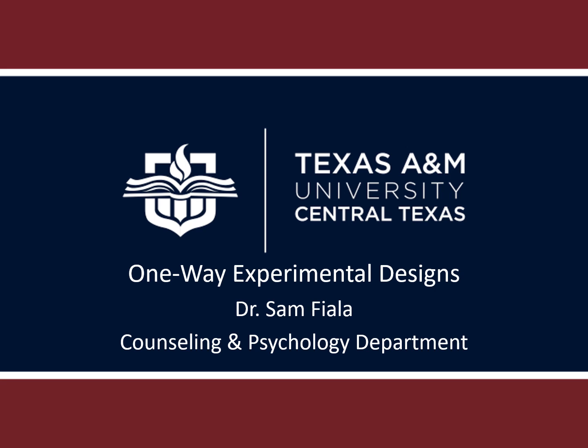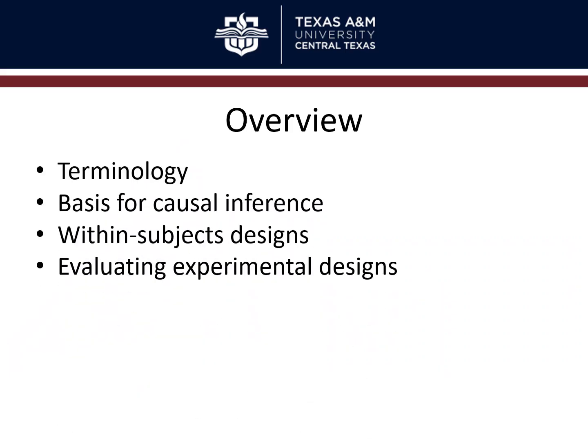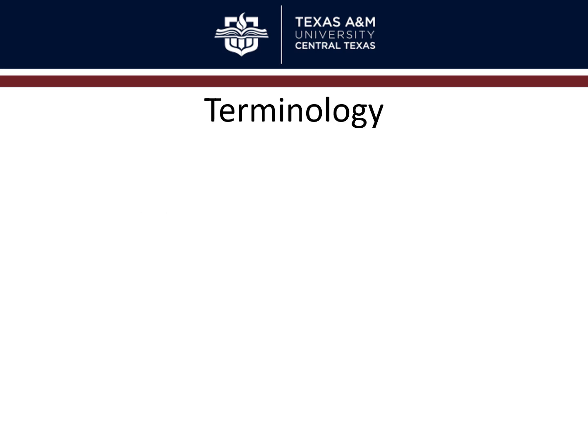We'll be talking today about one-way experimental designs. So what we'll go over: a little review of terminology, talk about what things need to be present in an experiment to allow for causal inferences, and then talk a little about a particular type of one-way experimental design, or within subjects design, and then a little bit about evaluating the use of experimental designs.